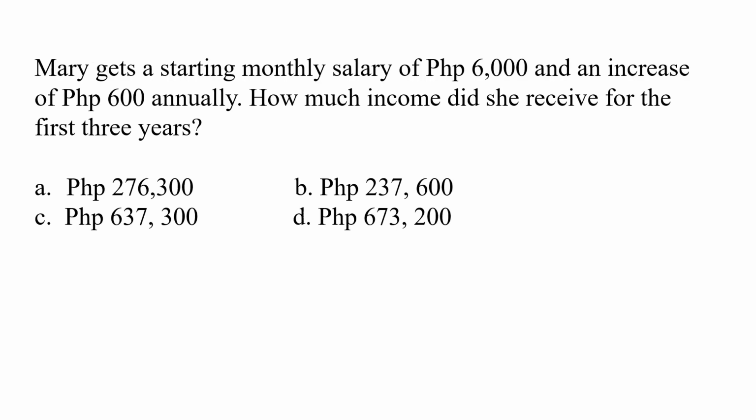Mary gets a starting monthly salary of 6,000 and an increase of 600 annually. How much income did she receive for the first 3 years? The correct answer is letter B. That is 237,600. Just as I've told you, once again, the solution is left for you to do.